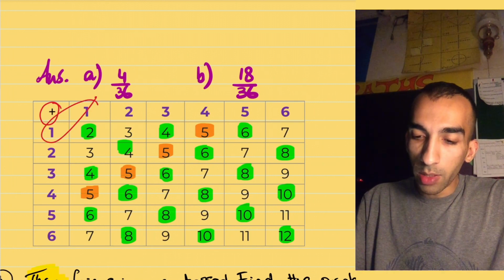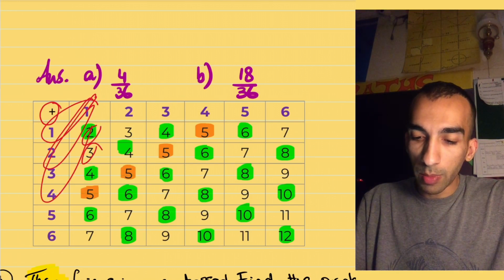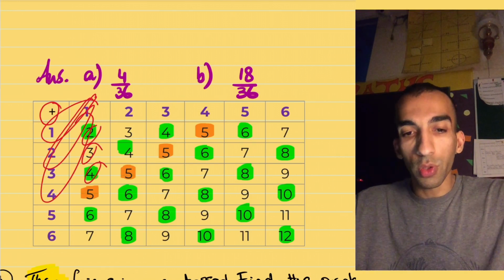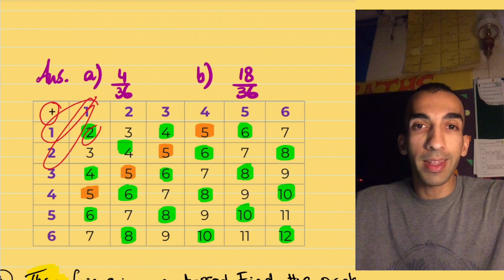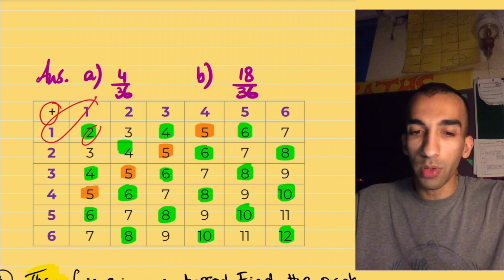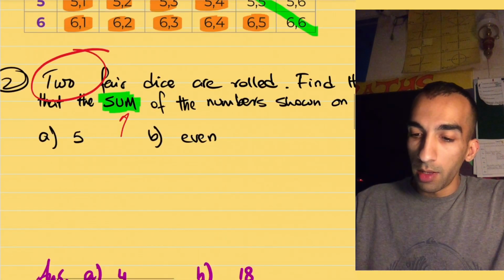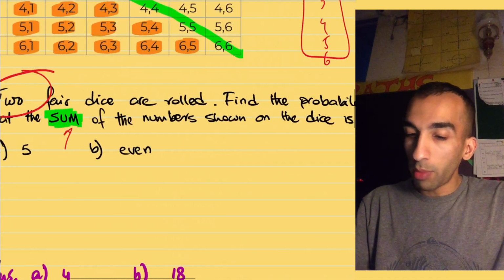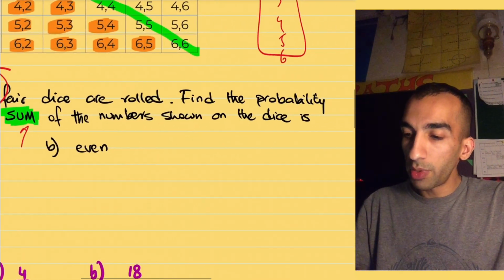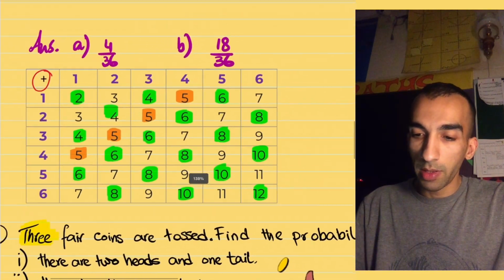The sum of 1 and 1 is 2. The sum of 1 and 2 is 3. The sum of 1 and 3 is 4. So on and so forth. Before you know it, you will have filled the entire table. Once you fill the entire table, now the question said, find the probability that the sum of the numbers shown on the dice is 5.